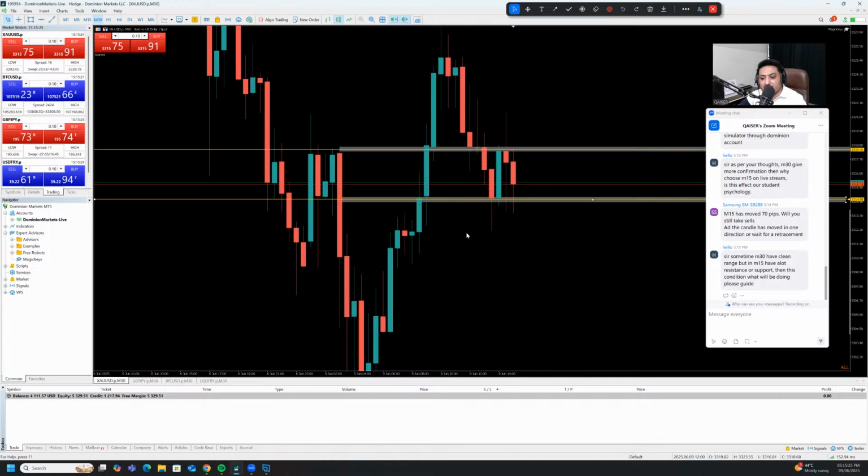Okay, sir, sometimes M30 has a clean range, but M15 has a lot of resistance or support. In this condition, what should we do? Then you need to read the volume there. You need to wait for some confirmation, and you can read the candles by the size of the candle, like it's clearly showing volume in it. If there's a lot of rejection on the left-hand side, then definitely you need to wait for the candle to show you volume, and you also need to depend on the volume in that situation.